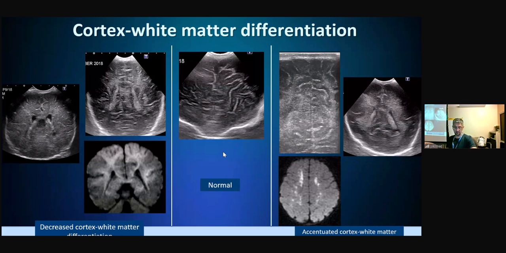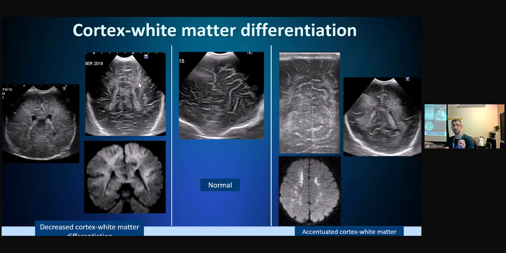Another ultrasound finding is cortex white matter differentiation that I want to mention. Here is the normal cortex white matter differentiation. The cortex is slightly hypoechoic, darker, and the white matter is slightly hyperechoic. That's the normal. So in some cases, you may see decreased cortex white matter differentiation.